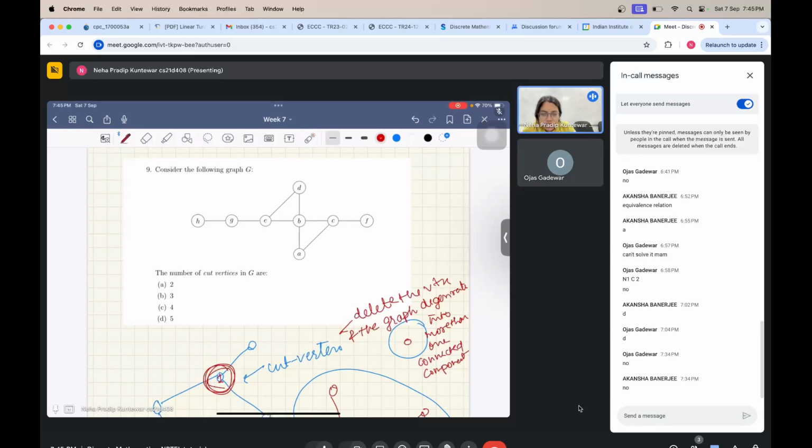So G is a cut vertex. Yes, G is. E, B and C. Yeah. So the answer is C.